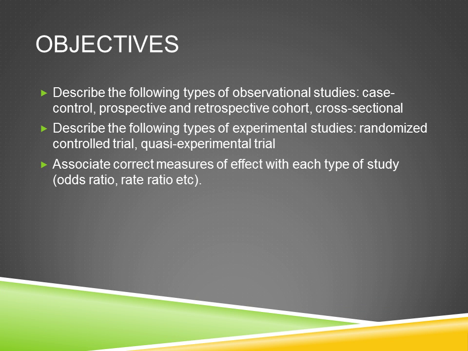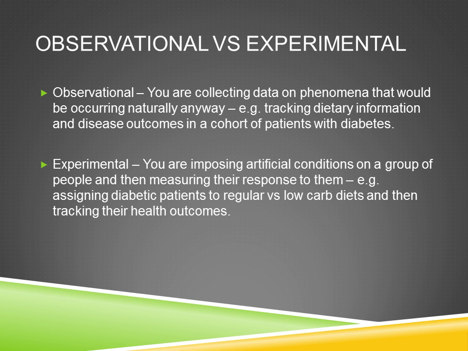We are going to review the following types of observational studies: case control studies, prospective and retrospective cohort studies, and cross-sectional studies. You should also be able to describe the following types of experimental studies after seeing this: randomized controlled trials and quasi-experimental trials. And we'll also talk about associating correct measures of effect with each type of study, for example, odds ratios and rate ratios. This information is also covered in, I think it's chapter 3 or 4 of your book, and it should correspond pretty closely with that chapter.